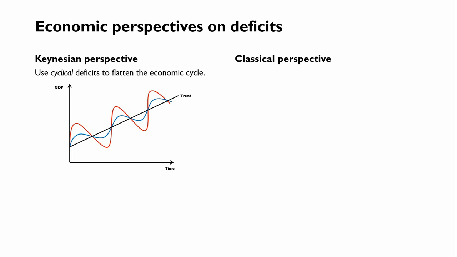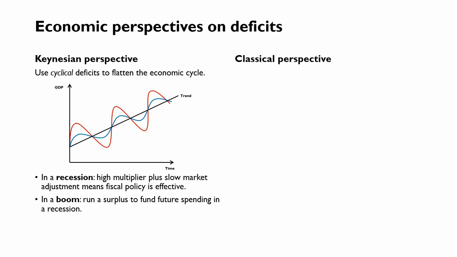And Keynesians would argue that government spending should be deliberately targeted, so discretionary fiscal stabilisers should be used to achieve this. In a recession, they argue that the high multiplier, perhaps because of crowding in, plus slow market adjustments, the market's slow to adjust in a recession, means that fiscal policy is really effective to ensure a quick recovery. In a boom, they'd argue that we might want to run a budget surplus in order to fund future deficit spending in a recession.